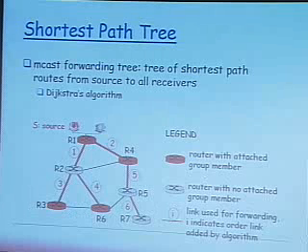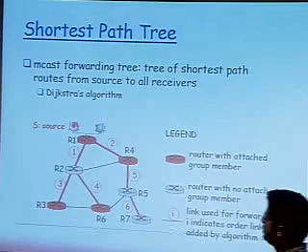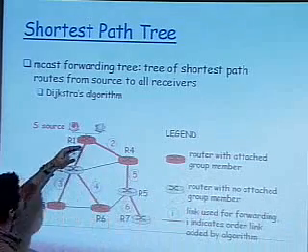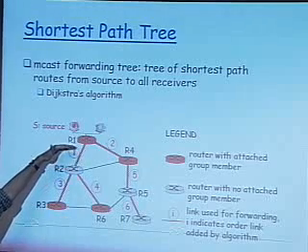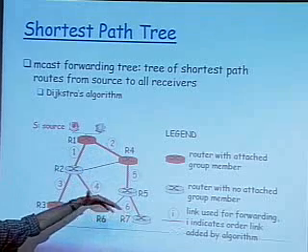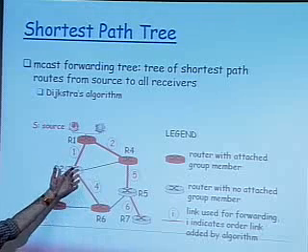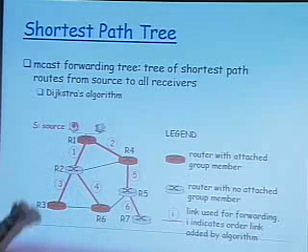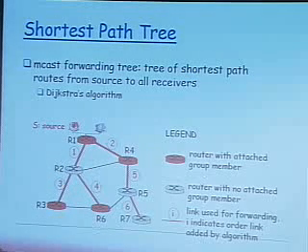In a shortest path tree, we assume that the multicast router will construct a shortest path route from a source to all the other receivers. So where did we see a shortest path algorithm earlier? It was Dijkstra's algorithm. So to construct this tree, you need the knowledge of the entire topology.